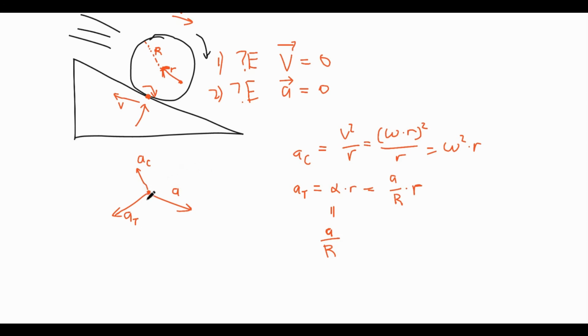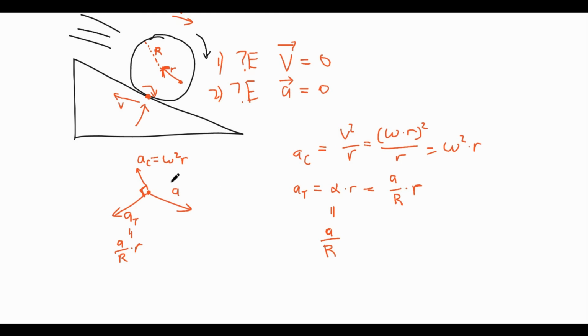Well, let's first try to add them up just geometrically, not actually algebraically. So first off, we know that there's a right angle here, since centripetal acceleration and tangential acceleration are always at right angles. So what else do we know here? Let's say this is omega squared r, this is A over R times r, and this is just A.